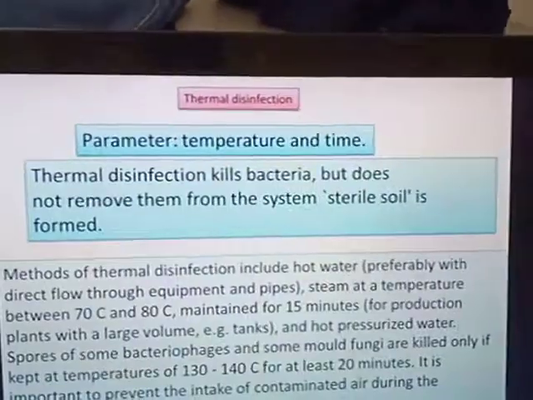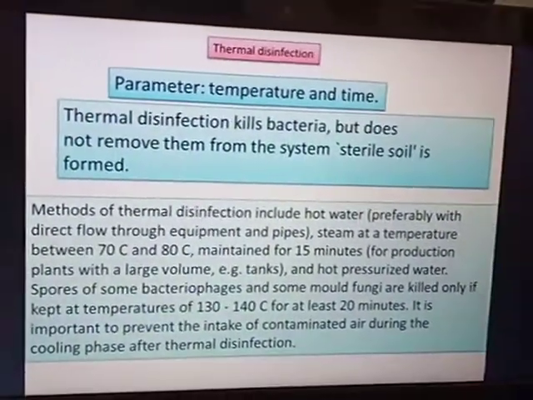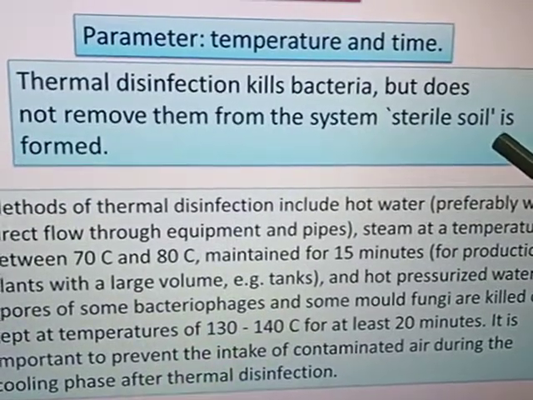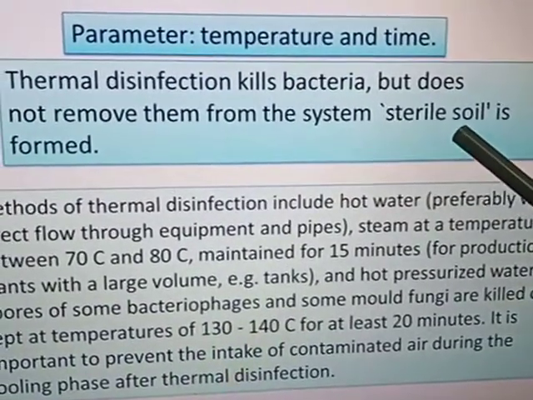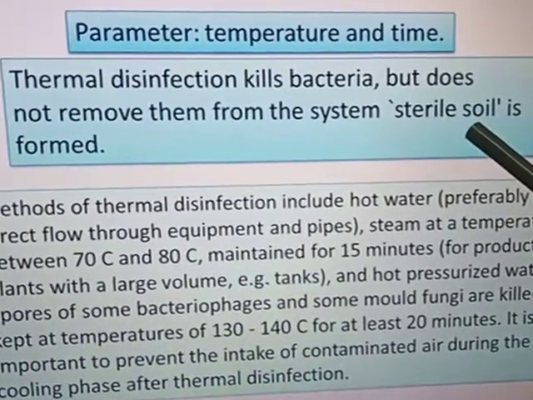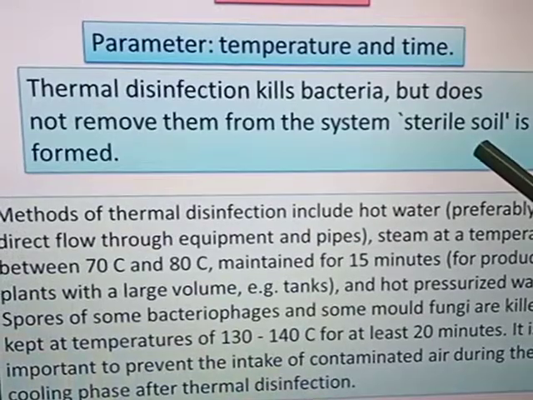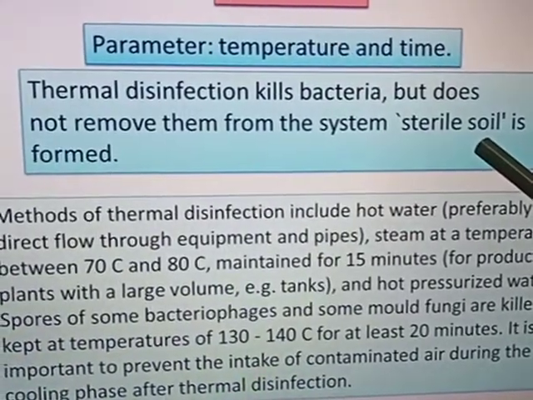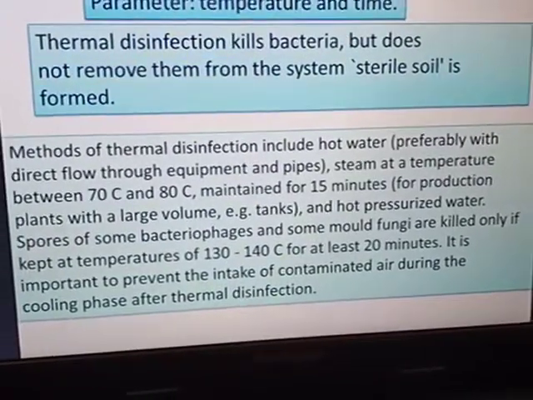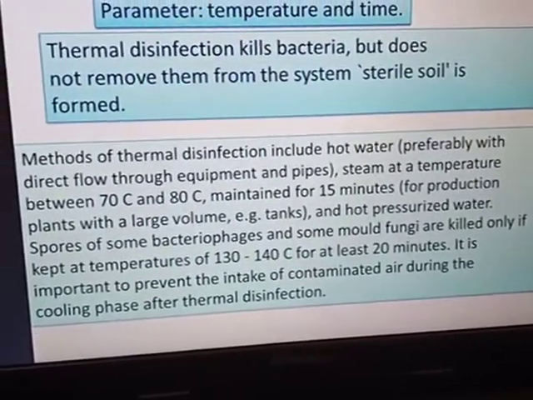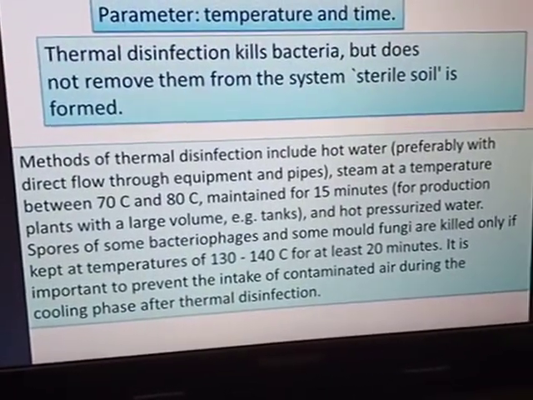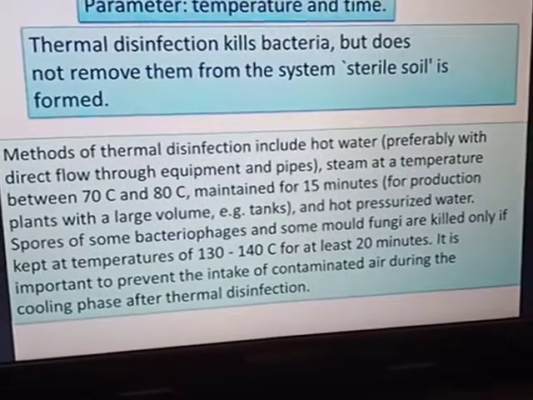Thermal disinfection. The parameters are temperature and time. Thermal disinfection kills bacteria but does not remove them from the soil when it is formed. You can kill the bacteria, but the dirt is still there. Methods of thermal disinfection include hot water, preferably direct flow through equipment and pipes, and steam at a temperature between 70 and 80 degrees Celsius, maintained for 15 minutes.